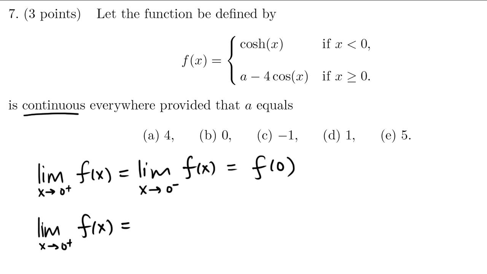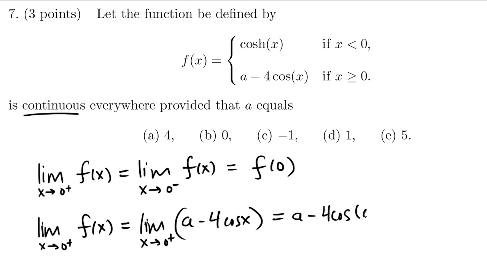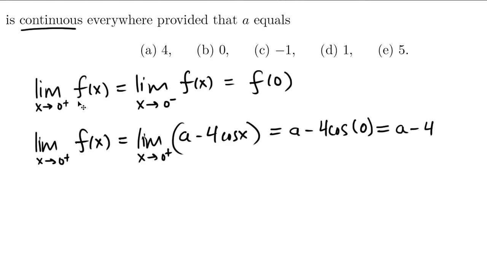When x is going to 0 from the right, that means x is bigger than 0. So I should use this formula for this particular limit. A minus 4 cos x. And this is a continuous function, so I'm allowed just to replace the x by 0. I drop my limit symbol and just replace x by 0. Cosine of 0 is 1, right? So this is a minus 4 times 1, which is just a minus 4. So we've just calculated this first piece, all right? We know that this piece comes out to be a minus 4.